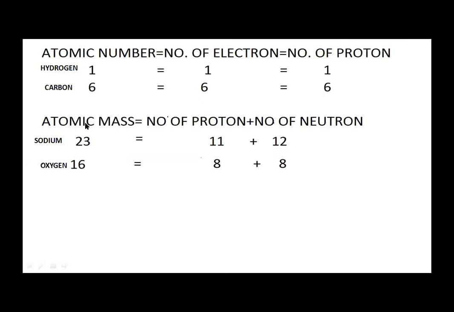Now in atomic mass, number of protons plus number of neutrons. The atomic mass of sodium is 23, which is the sum of 11 plus 12. And the atomic mass of oxygen is 16, protons plus neutrons. 8 plus 8 is equal to 16.